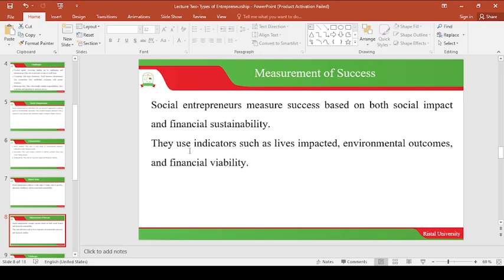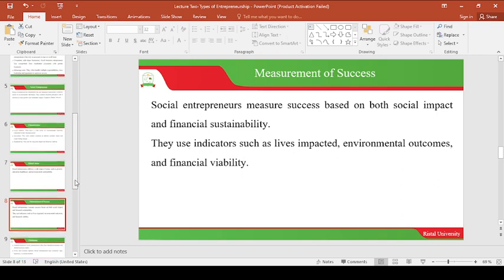If you are not performing well on the job, you are not employed, you are not behaving well in the community, then we shall term ourselves to be not doing the right thing. You have not lived up to our expectations. So for us, we measure the success through your employability, the way you live in the society, the positive impact you're going to have in the society. Lastly, they use indicators such as lives impacted, environmental outcomes, and financial viability. So that is how social entrepreneurs can measure their success.